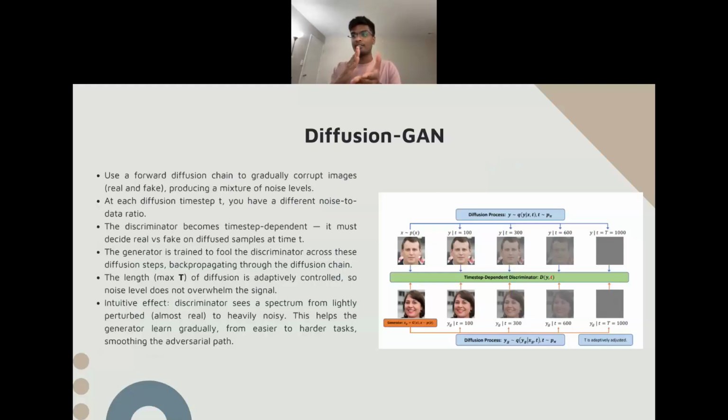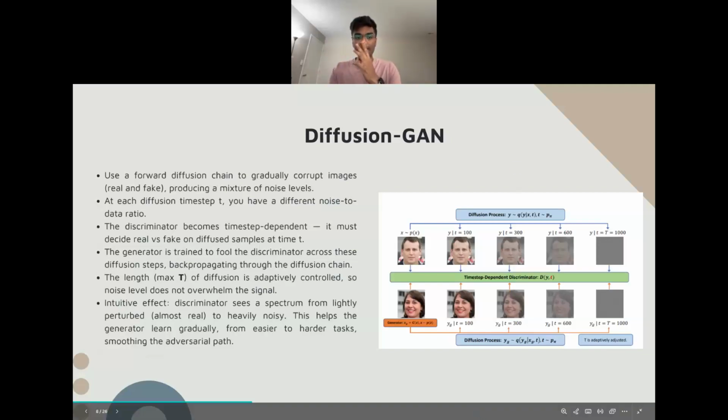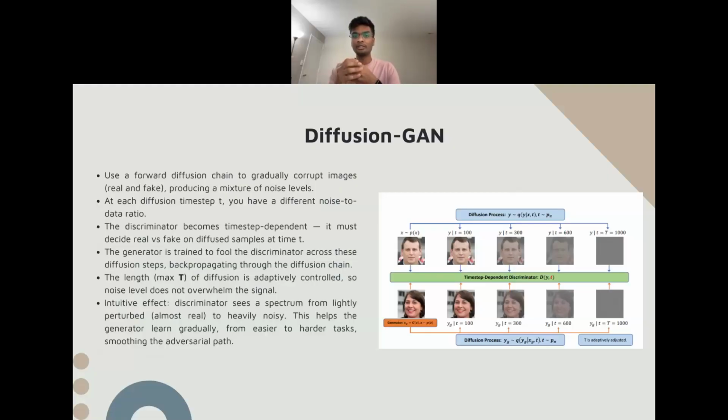Our concern is to have stable training and better fidelity. So we even explored hybrid architectures such as diffusion GANs. The idea is to use a simple forward diffusion process that gradually adds noise to both the real and fake images. This produces a range of distributions from almost clean to heavily corrupted samples.